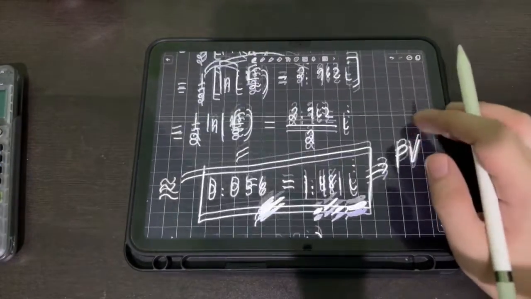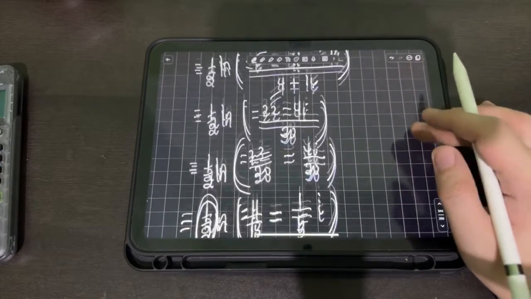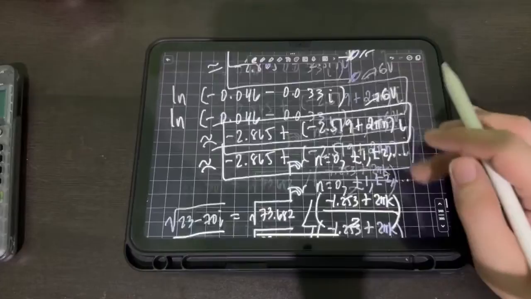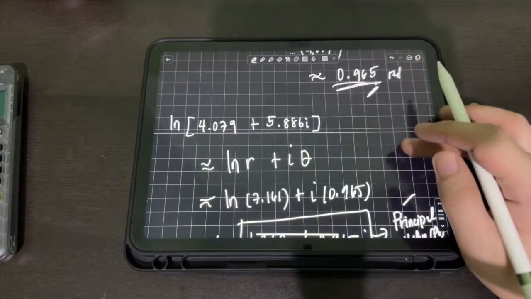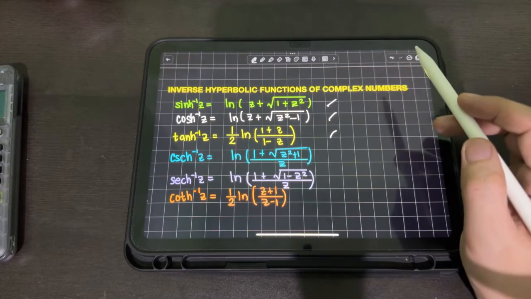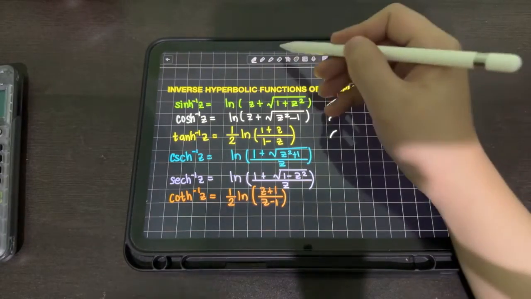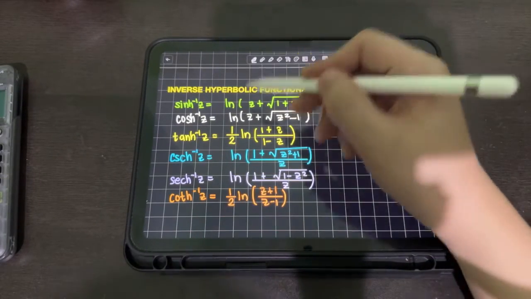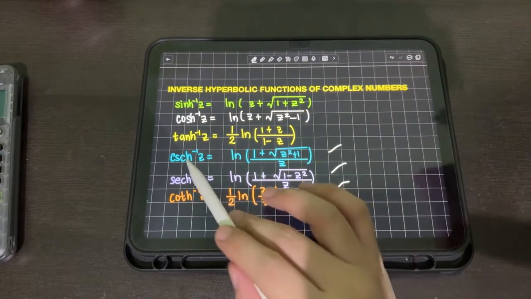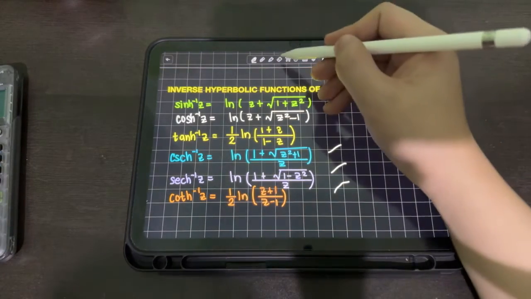So I think let's end this live for now, and let's just continue next time with the other three inverse hyperbolic functions, right? We have only solved the first three inverse hyperbolic functions: the arcsinh, arccosh, and arctanh. So for part 2 of this topic, inverse hyperbolic functions of complex numbers, we will solve examples on arccsch, arcsech, and arccoth. So stay tuned for that.